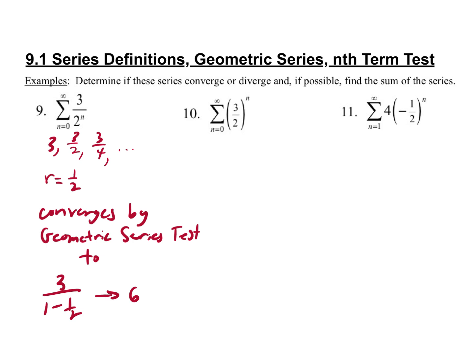All right, this one. The first term? 1. What's the second term? 3 over 2, then 9/4. All right. Put as many terms as you're comfortable with. How do you get from one term to the next term? Are we multiplying? Multiply by 3/2. So R is 3/2.